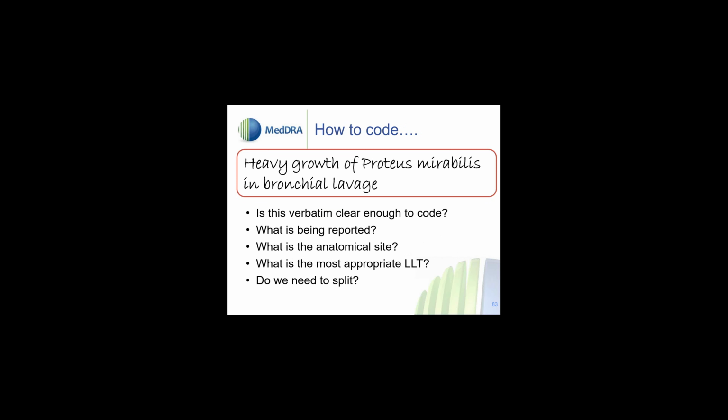Next one. Here, heavy growth of proteus mirabilis in the bronchial lavage of a patient is reported. When looking at this verbatim, it is clear and it's understandable, I think so. But which anatomical site again is affected here? And can we catch all information with one MedDRA term, or do we have to prioritize again the information that is provided, or should we rather split code here?